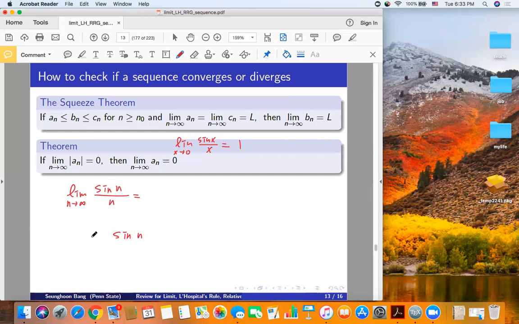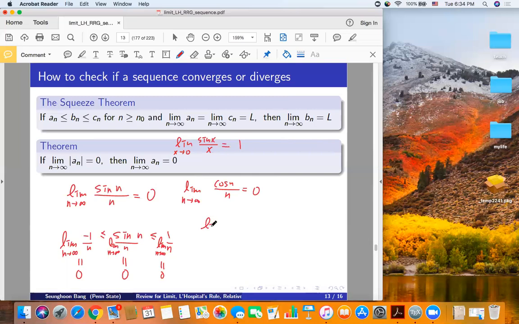Sine of n is between -1 and 1, so like this, divided by n. Take the limit. The left hand side is going to 0. The right hand side is going to 0. So this one is going to the same number, 0. That's it. This is 0. Similarly, the limit as n approaches infinity of cosine of n over n is also 0, for the same reason.